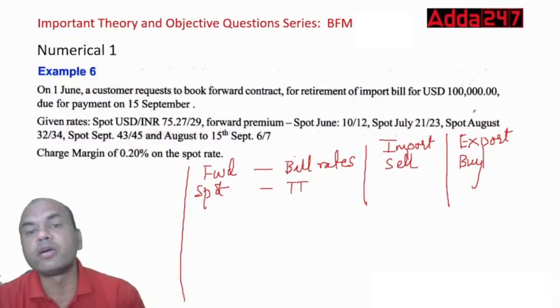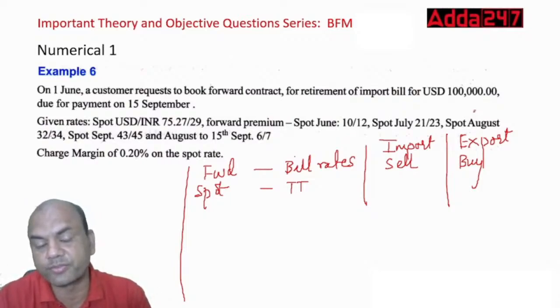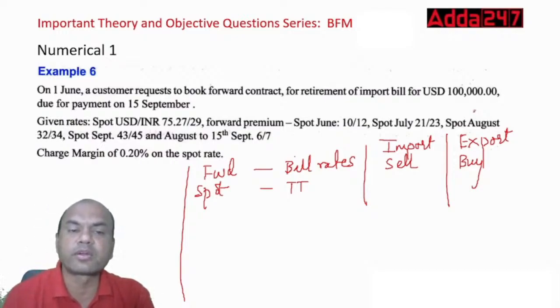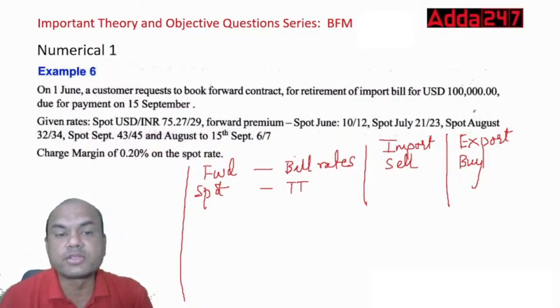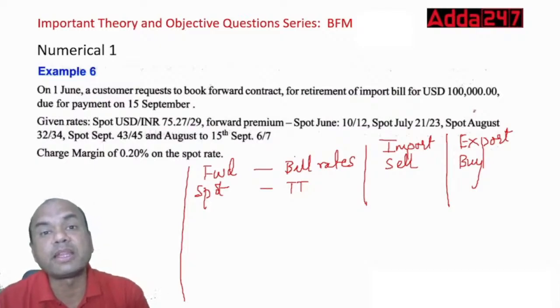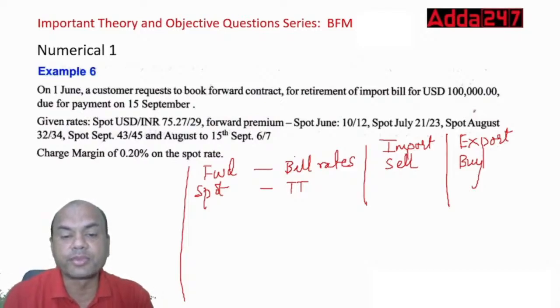Now I'll ask the questions also to you. Not only will I answer, but I'll ask the questions also. Now based on this, tell me what is given about this contract over here? On 1 June, the customer books a forward contract for retirement of import bill. Retirement of import bill means what? The customer has to pay that import bill to the seller. And that payment is to be done when? On 15th September. So this customer has come to you when? Let me draw it on the other page, let me see.